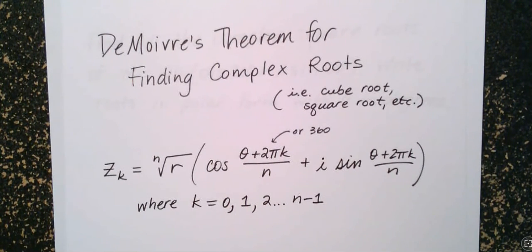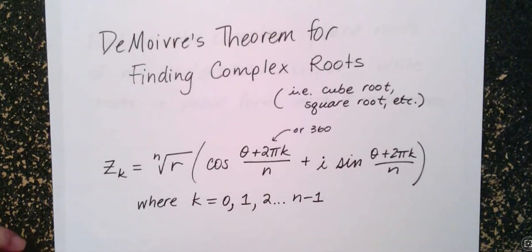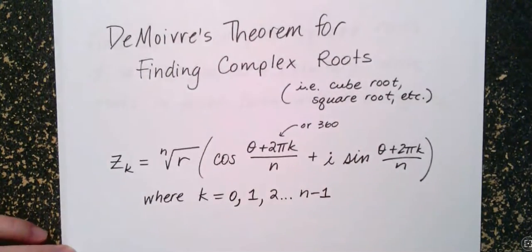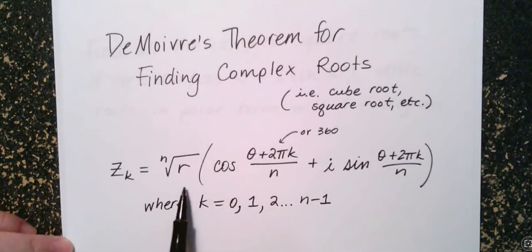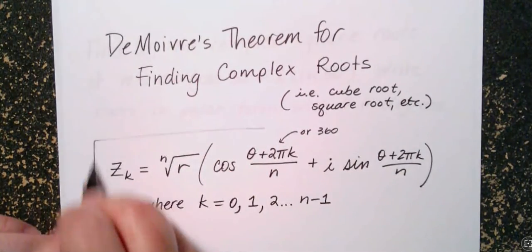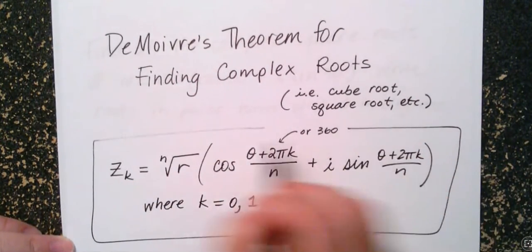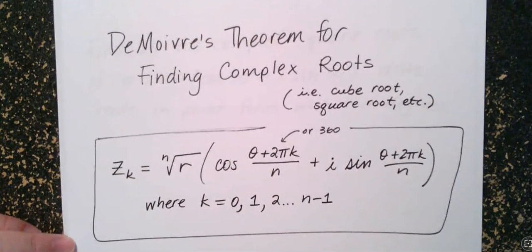I am here to talk to you about finding complex roots of a number written in polar form with DeMoivre's theorem. And basically, this is what we're going to use. If you think about what we've done in the past with DeMoivre's theorem, which is basically raise things to a power, it's basically just going in the opposite direction. It's taking the root instead of going to the power. But it's kind of complicated looking at first here. So let's just look real quick at what it's trying to say.